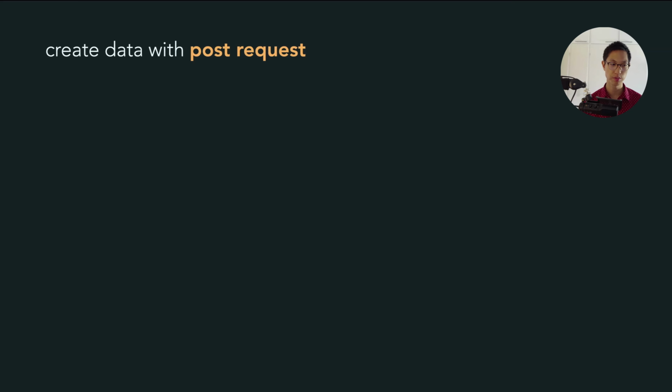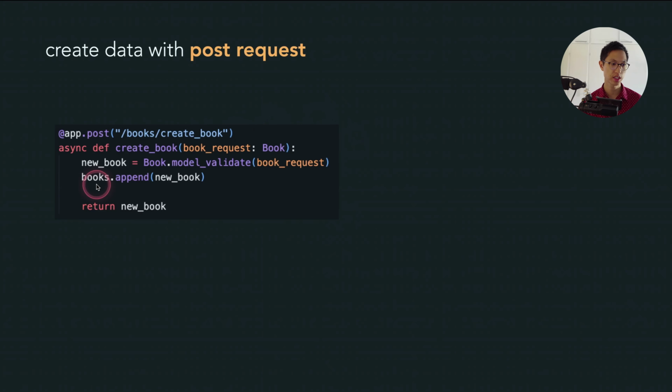We looked into get request before. Now the post request is here. You have this endpoint /books and then /create book, and then you have this .post. It's the post that makes it into a post request that creates data, right?